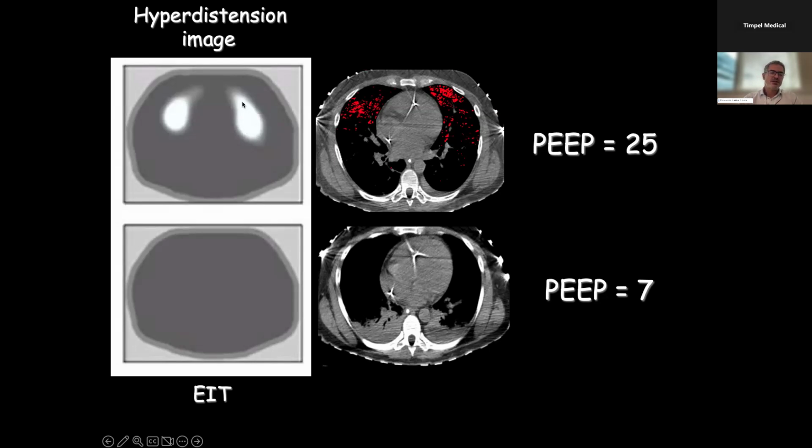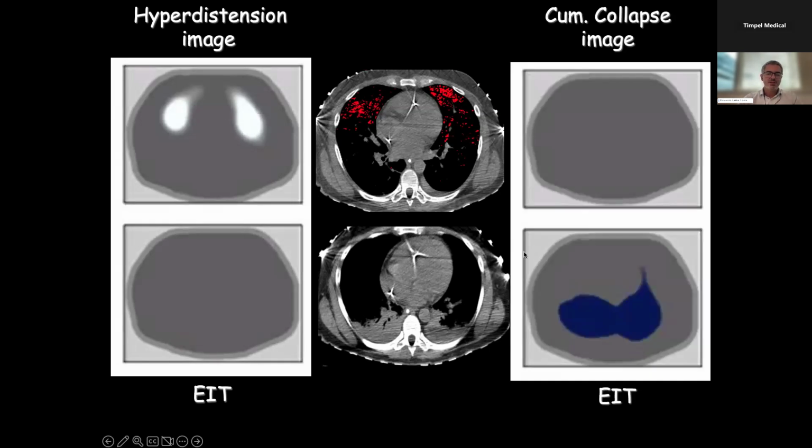So here we see that there is overdistension in the dorsal region, in the ventral regions. That roughly corresponds to the regions where the red dots appear. And here you see in the collapse image that there is this blue area that roughly corresponds to the dorsal regions in the CT scan.